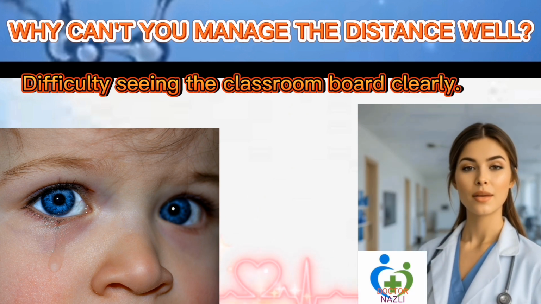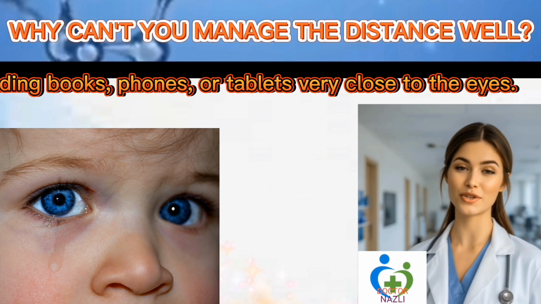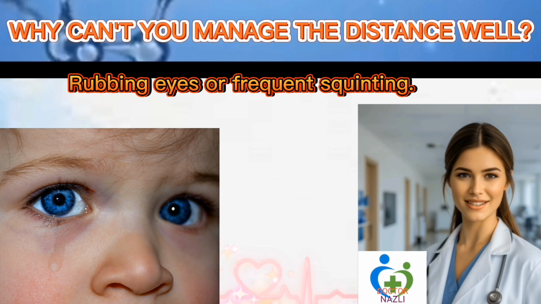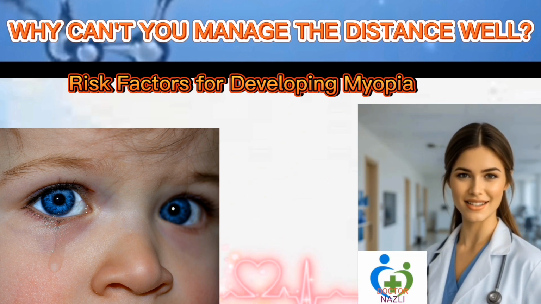Difficulty seeing the classroom board clearly. Holding books, phones, or tablets very close to the eyes. Sitting very close to the television. Rubbing eyes or frequent squinting. Risk factors for developing myopia.